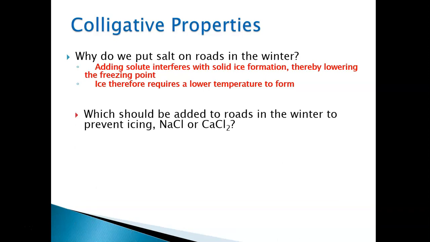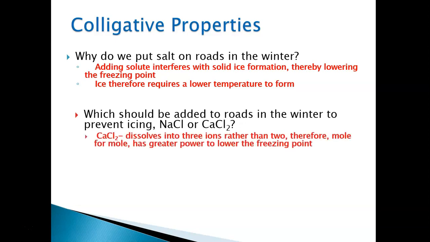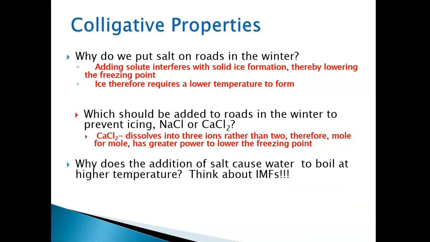And so let's think about what could be added to the roads. Because when we talk about salting the roads, it's not always sodium chloride salt. Sometimes it's calcium chloride. So calcium chloride actually dissolves into 3 ions rather than 2, 1 calcium and 2 chlorides. And therefore, mole for mole compared to sodium chloride, it's going to have a greater power to lower the freezing point.